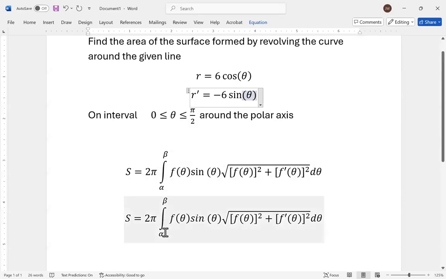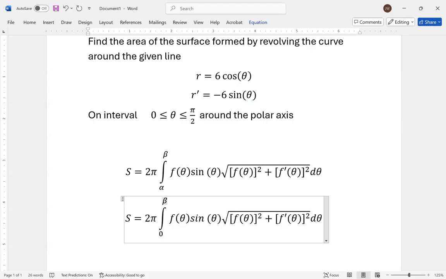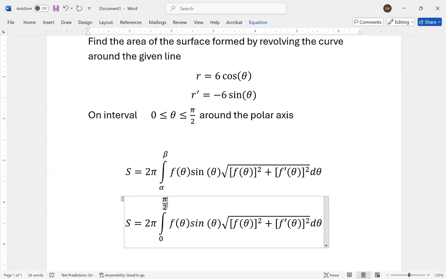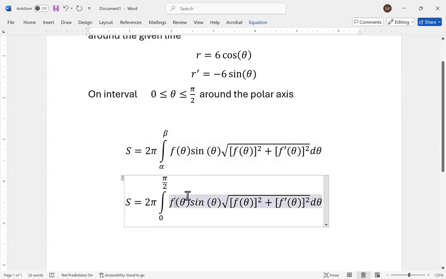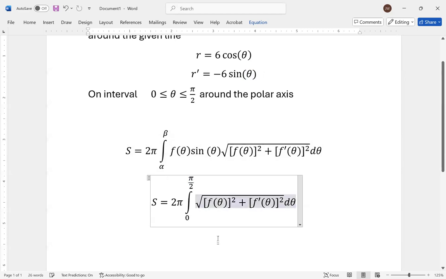Be careful when you plug things in. Alpha is clearly 0. Beta is clearly pi over 2. There's no worries about that. But oftentimes people will, instead of plugging in the actual function times sine of theta, just plug in the derivative instead of the actual function. So this is the function times sine of theta.